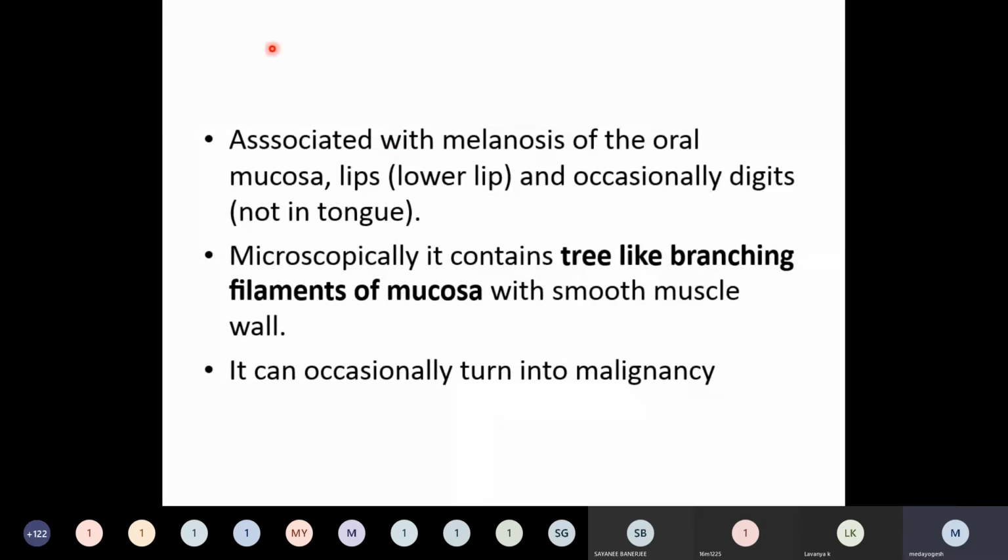So it's usually associated with melanosis of the oral mucosa, lips, and occasionally digits also. And microscopically, it has a classical characteristic feature containing tree-like branching filaments of mucosa with smooth muscle wall. So this is a characteristic feature seen in the microscopic examination of the Peutz-Jeghers polyp. And it can occasionally turn into malignancy. So it's very important to evaluate these polyps and excise them if they are seen.